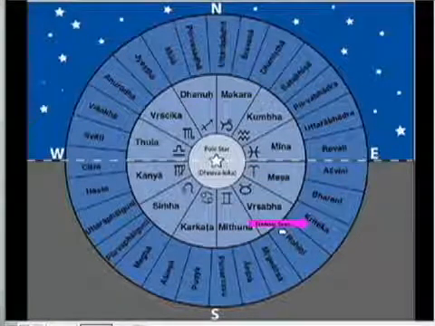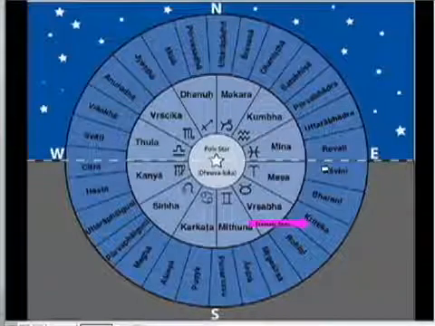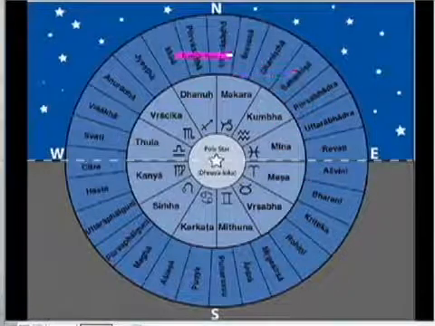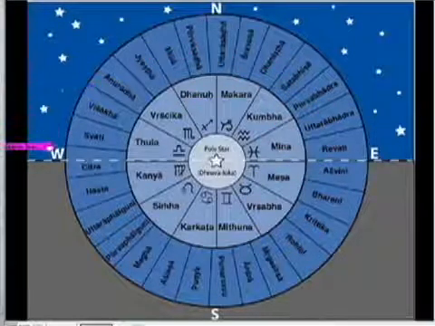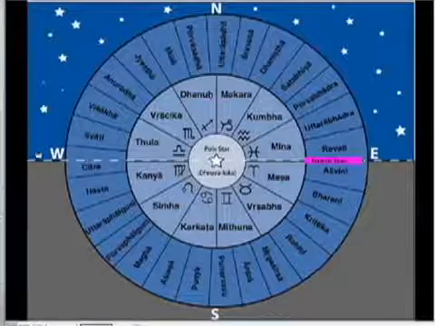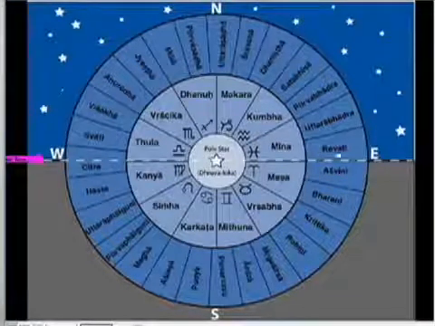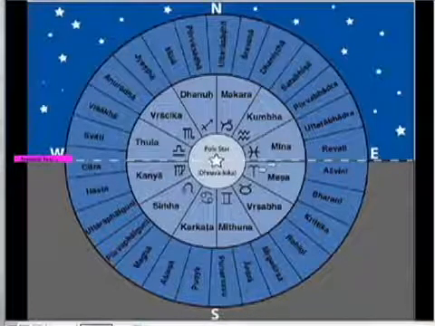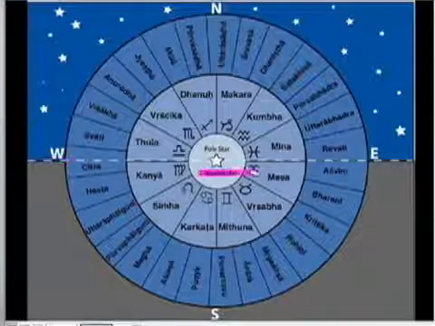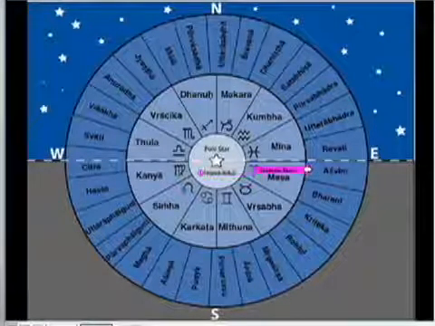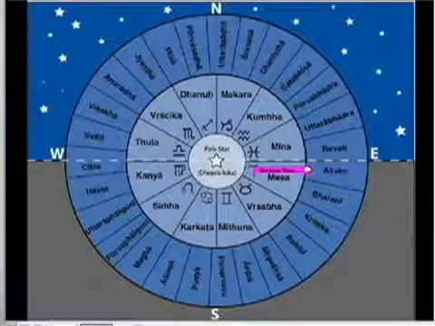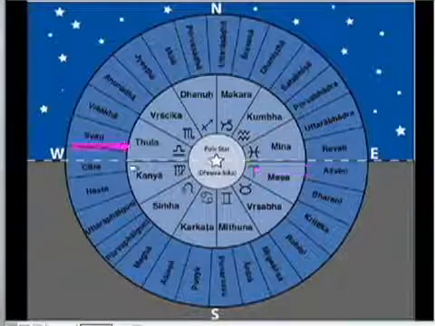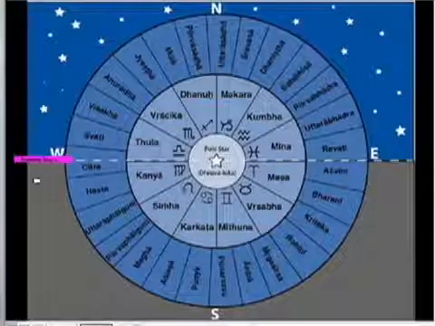Why do you say ascending if it's going below the horizon? Because it's coming up. It's in the east. The stars are moving this way. Oh, okay. The east is always rising. The west is always setting. So we call it the ascendant and the descendant. Right now, the way this chart is set up, Mesha Rashi and Ashwini Nakshatra are rising or ascending. That's the ascendant. And the descendant is Tula Rashi and Chitra Nakshatra.